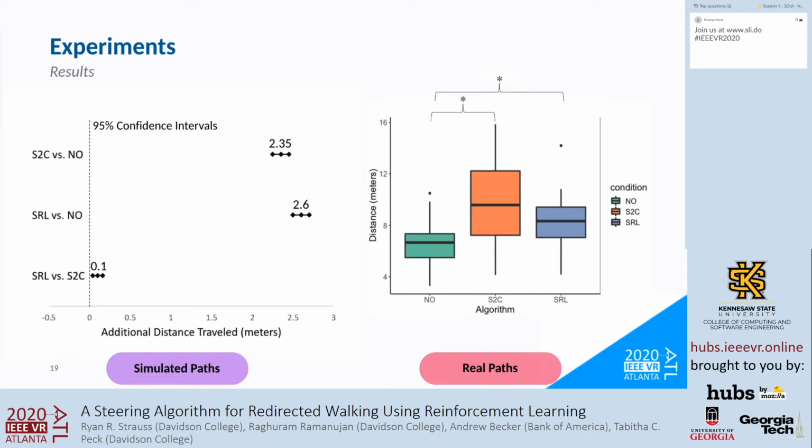This demonstrates that we successfully performed transfer learning, where our agent was able to generalize to the real user paths, even though it was trained on less realistic simulated paths. We were unable to find any significant difference between steer to center and steer by reinforcement learning. So now I'll finish up by talking about some of the advantages of using reinforcement learning for redirected walking.